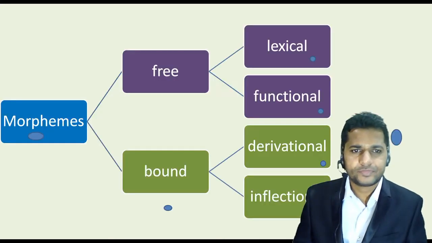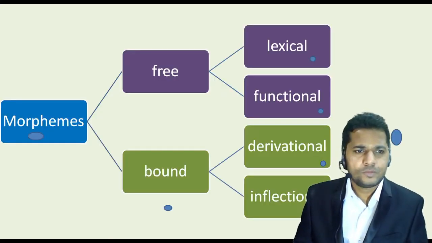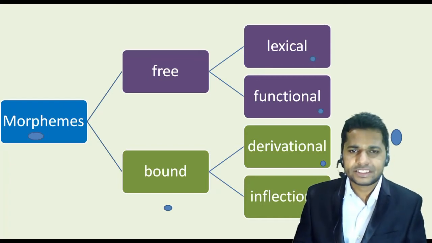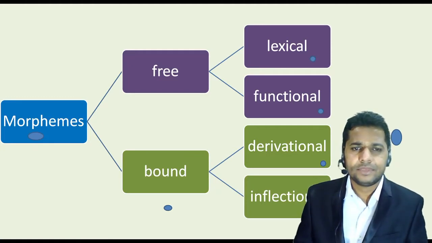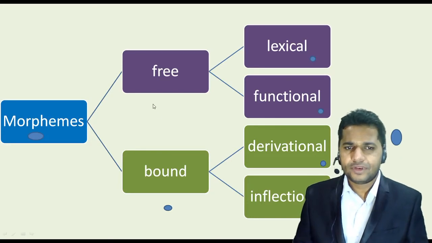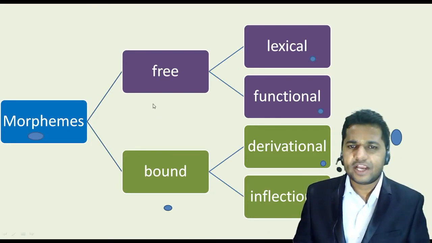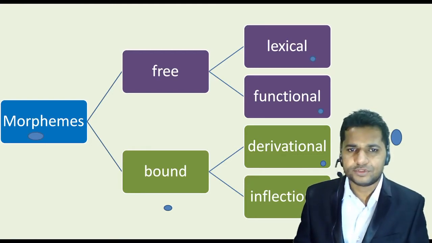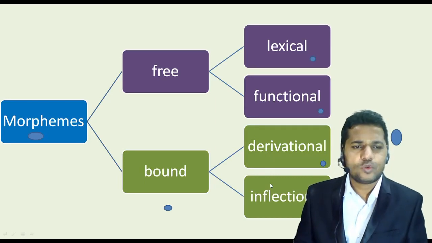Let's move on. This is the chart, and if you see morphemes, we had discussed in my last video that morphemes are parts of words, minimal units of words. So morphemes are divided into two types, free and bound morphemes. Free morpheme again is divided into two subtypes, lexical morphemes and functional morphemes. Same way, bound morphemes are also divided into two parts, derivational and inflectional morphemes. So we will discuss each type in detail in this video.